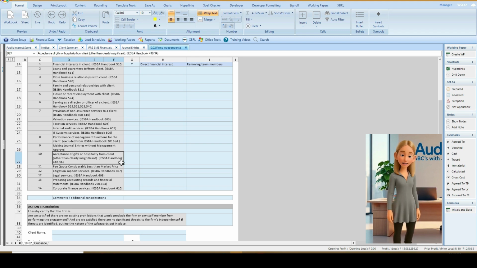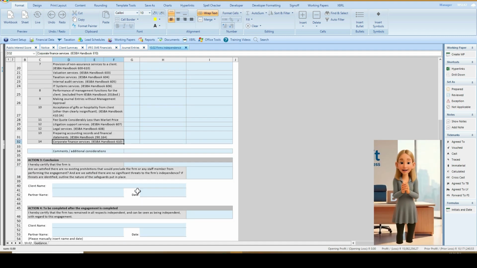Number 10, acceptance of gifts or hospitality. Let's be honest, anything beyond clearly insignificant could appear to influence judgment. Number 11, fee quote considerably less than market price. Obviously, this could create self-interest threats if profit depends on cutting audit quality. Number 12, provision of legal services. If these services are related to the engagement, this can create advocacy threats. Number 13, preparation of source documentation by the audit firm directly compromises objectivity when reviewing later. Number 14, corporate finance services. This is a common one that often involves advocating for the client, which breaches independence.